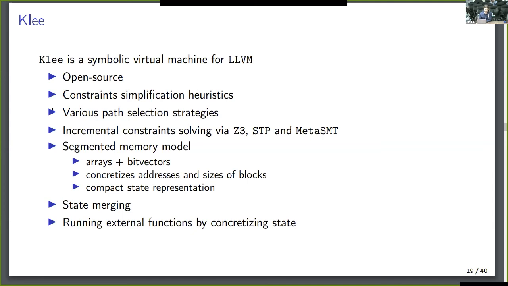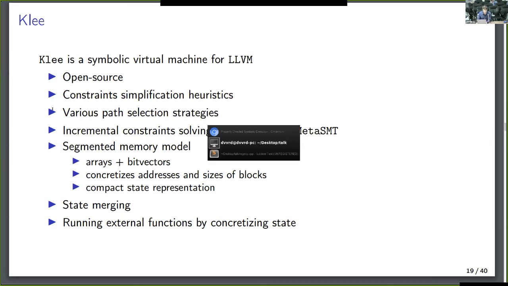and MetaSMT protocol. They have implemented the segmented memory model. This is some advanced knowledge for experts. They model memory with arrays and bit vectors, and they concretize addresses and sizes of the blocks. So they do not have blocks of symbolic size or symbolic addresses. Instead, they under-approximate the behaviors, but still stay efficient. They have implemented some state merging heuristics, and they concretize the state by the solver to handle external functions.